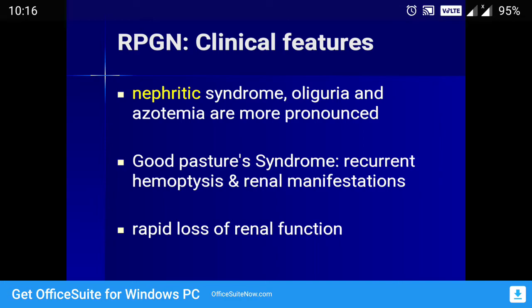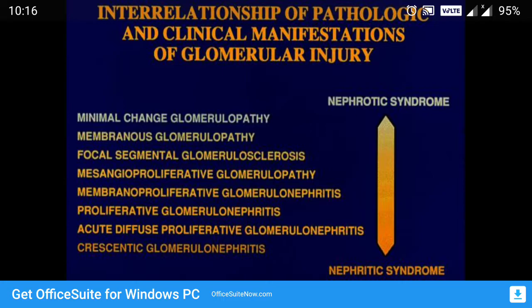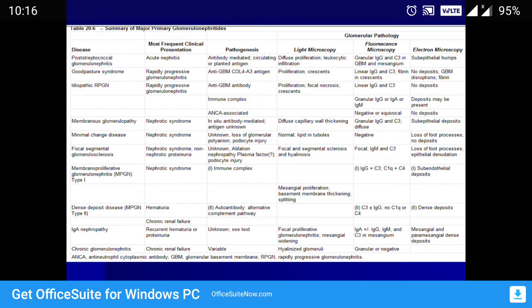So rapidly progressive glomerulonephritis again presents with nephritic syndrome. This is a diagram showing you the different types of glomerulonephritis. The presentation of these will be either nephrotic or nephritic. For example, minimal change disease has a most tendency to present as nephrotic syndrome, whereas crescentic glomerulonephritis mostly presents with nephritic, but a few cases may also present as the other form. This is a table showing you all the details that I have told you, compressed into this table.